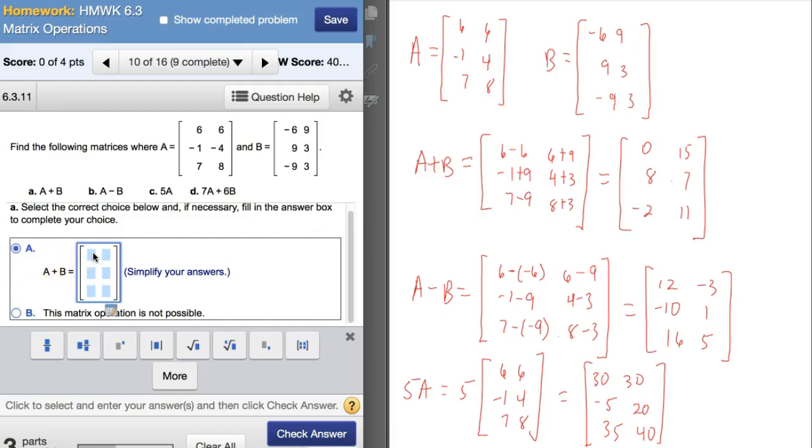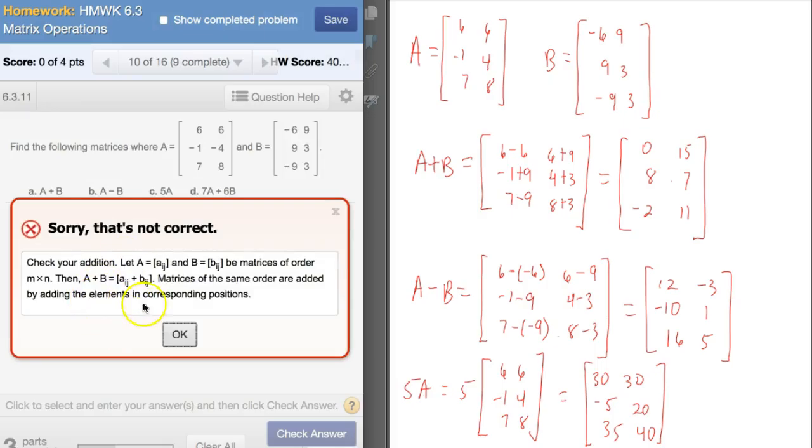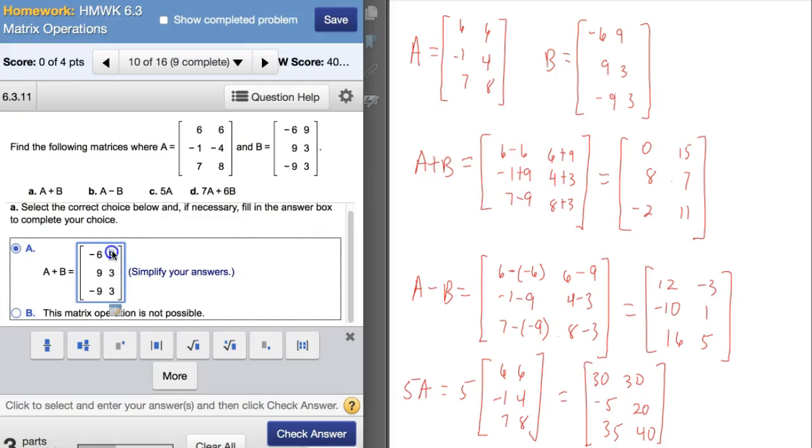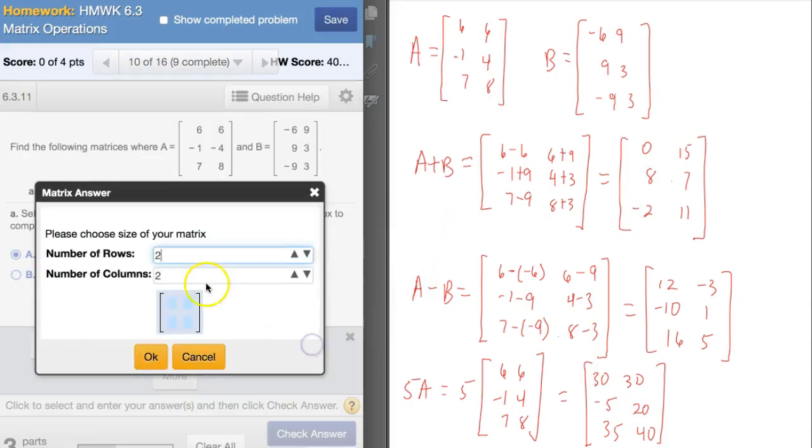Did that wrong there. So -6, and then 9, and then 9, 3, -9, and 3. Oh, let's see, what did we type in wrong? Well, let's check everything again. Oh yeah, I typed in the wrong matrix. So we need to actually type in this one. I was just copying the wrong thing there. So let's just try again.